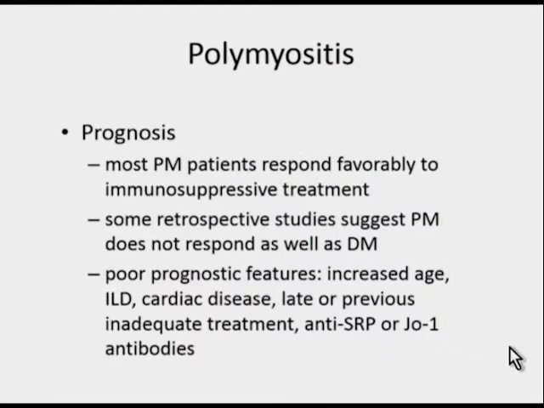Most polymyositis patients will do well with immunosuppressive treatment. Some retrospective studies suggest that it doesn't respond quite as well as dermatomyositis, but this again depends on the age of the patient and when they're treated, whether there's interstitial lung or cardiac disease, and whether anti-SRP or Jo1 antibodies are present.